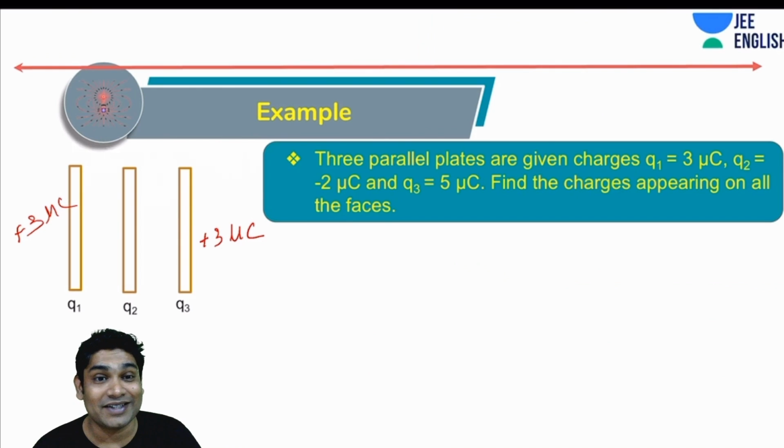Now let's talk about charge conservation. Right. So let's talk about the plate 1 here. This has a total charge of microcoulombs and a charge of 3 microcoulombs already here. So what is the charge left on it?